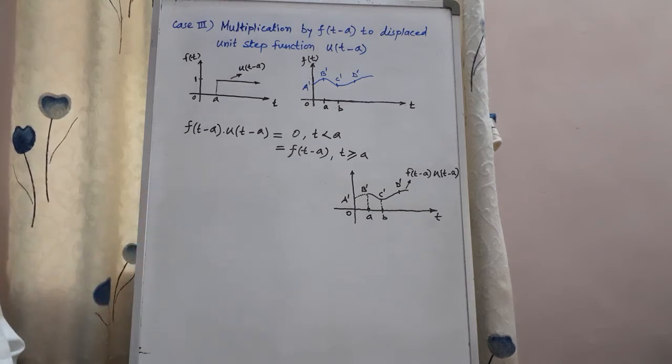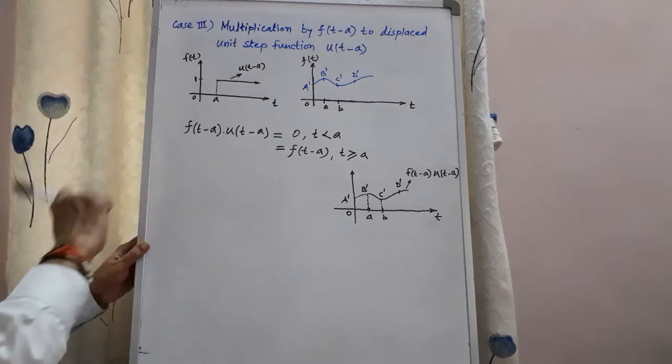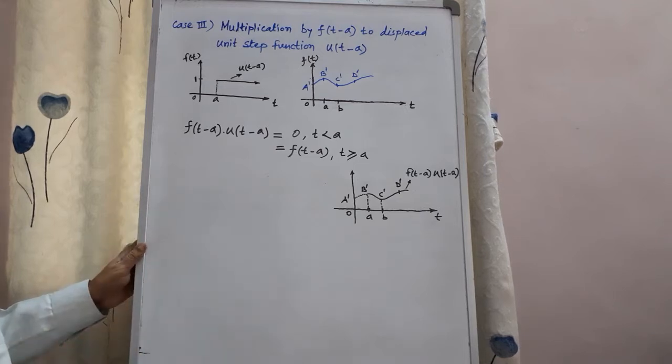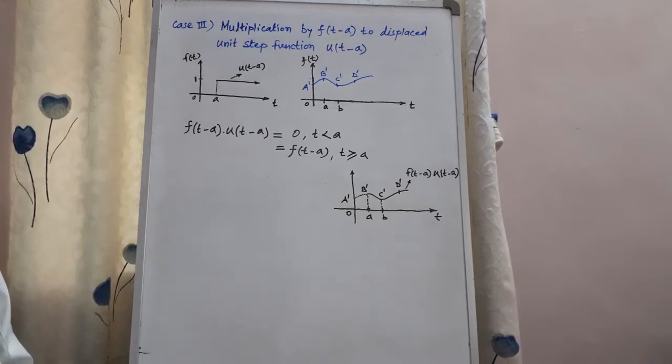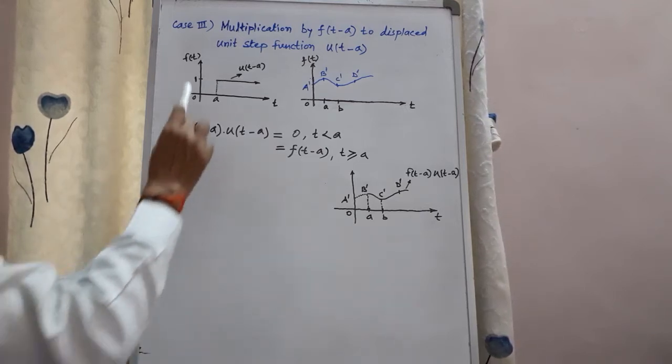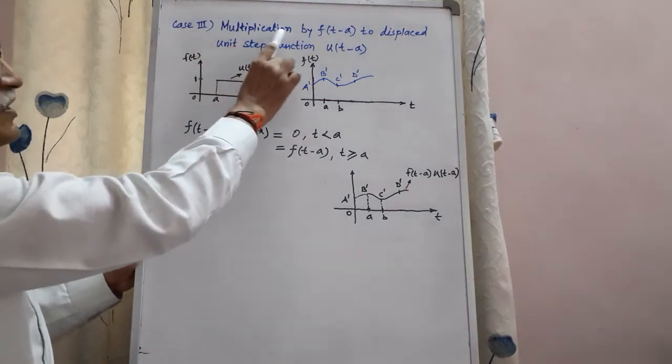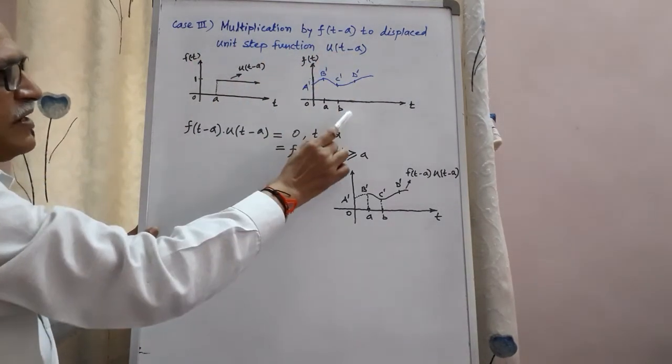In the previous part, I have discussed the first two cases for multiplication. In this, I will discuss the third case, multiplication by f of t minus a.